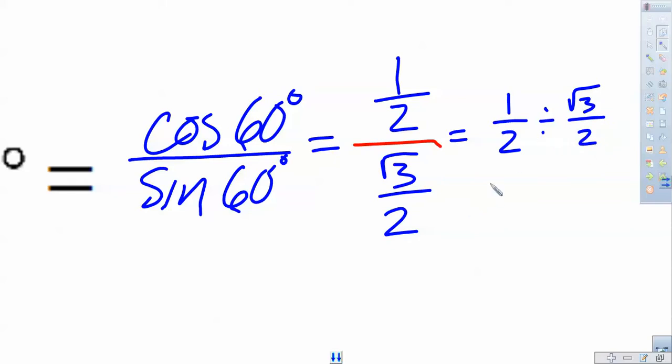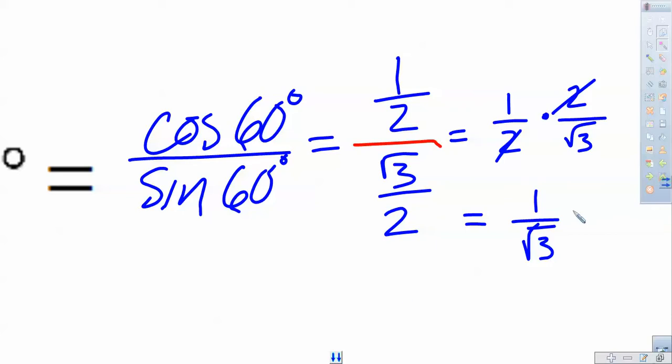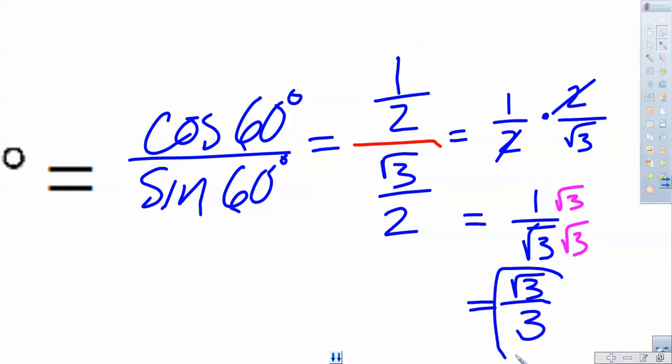Got a better idea. How about we multiply by the reciprocal? So now if we multiply by the reciprocal of the square root 3 over 2, we have 2 over square root 3, which notice those 2's are going to cross cancel, leaving us with 1 over the square root of 3. I think you guys know what's going to happen next. Now we have to rationalize the denominator. So that will give us the square root 3 over 3. So there's our cotangent of 60 degrees.